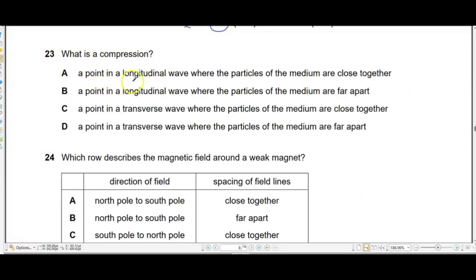Number 23. What is a compression? A point in a longitudinal wave where the particles of the medium are close together. Yes, this is correct. Compression is going to be in a longitudinal wave, not in a transverse wave, and this is an area where the particles are close together as opposed to rarefaction where the particles of the medium are far apart. The word compression suggests being compressed, being close together. So A is going to be our correct option.